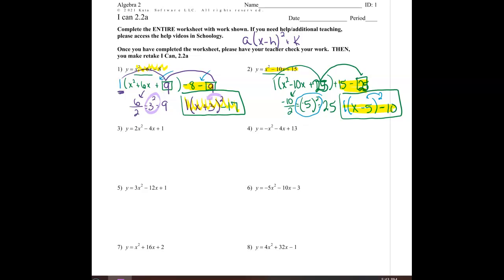All right, now we're going to start to get some numbers with x squared. So when I group my x's together here, and I want to factor a number out.